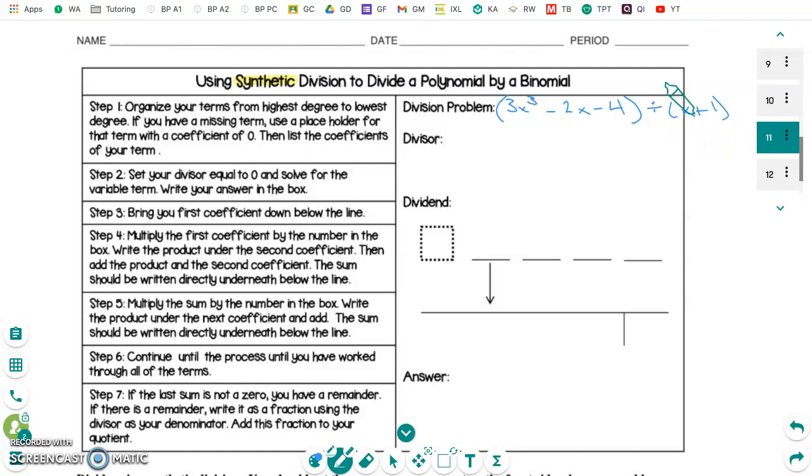Now if you took notes yesterday, you already know the answer. You've got the answer on the front side, but we're going to arrive at the answer in a much easier way. So the first thing you need to do, in step 2 here, you can just highlight this: set your divisor equal to 0 and solve. We've done that a lot already when it comes to factoring.